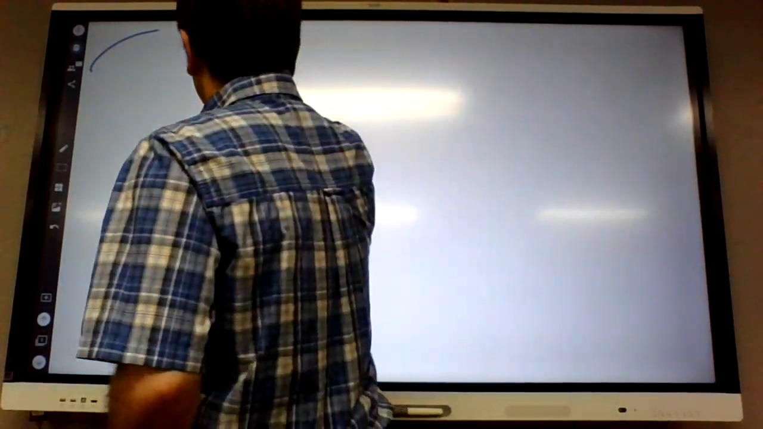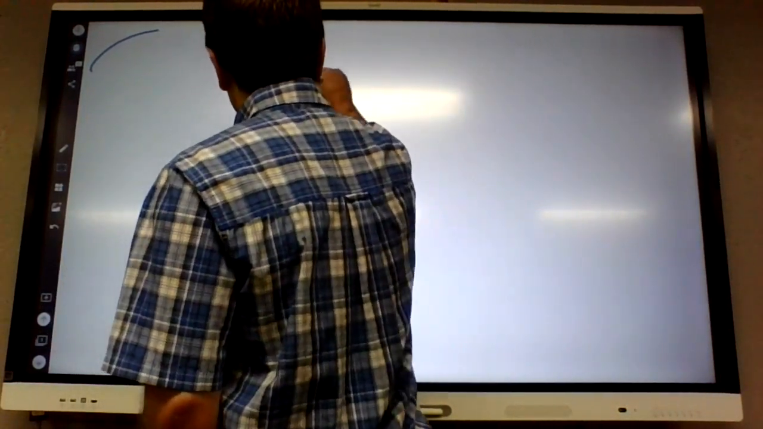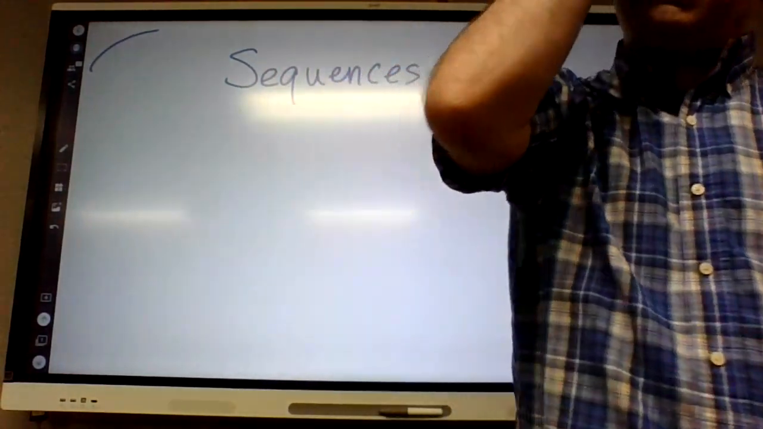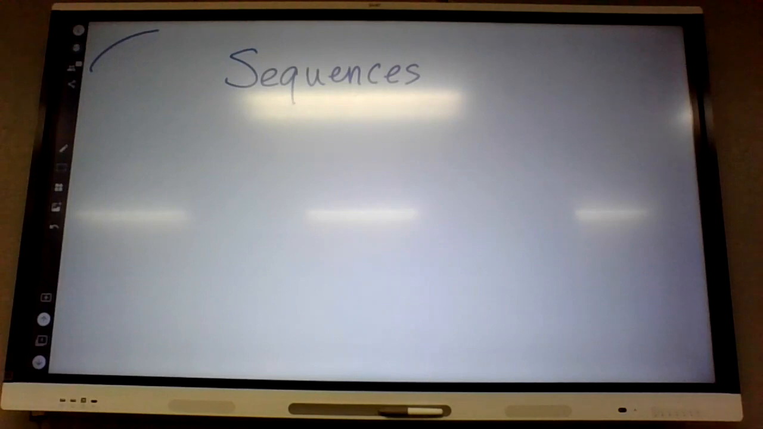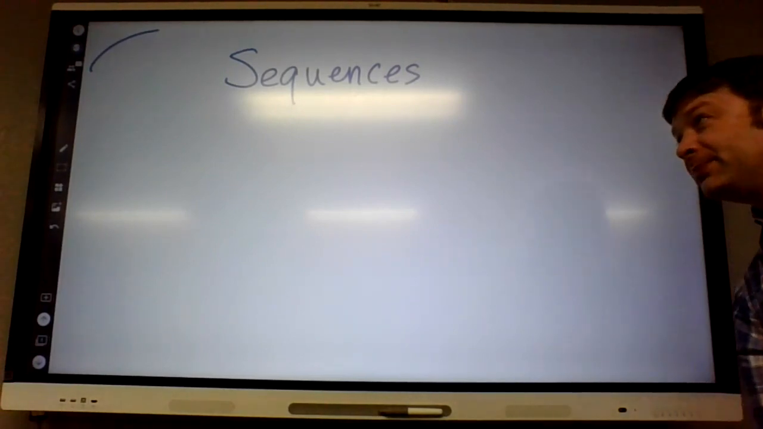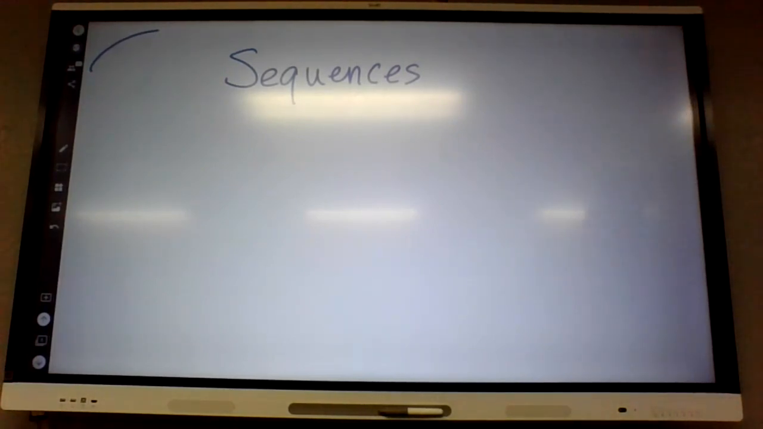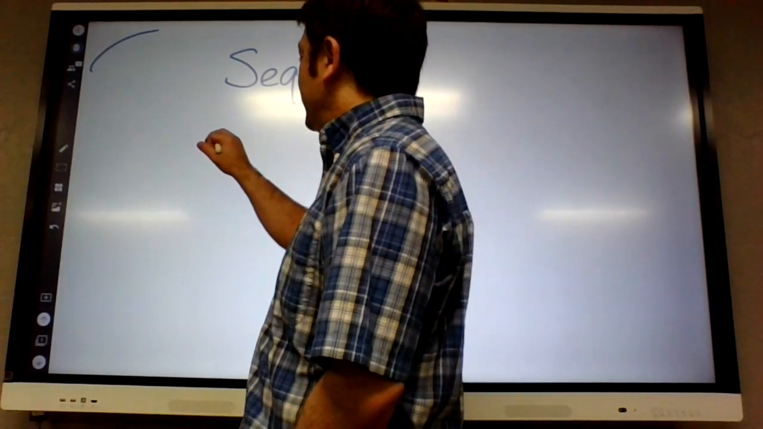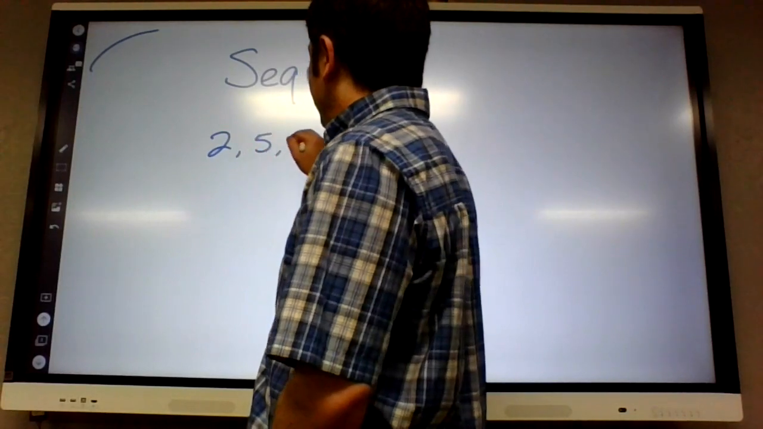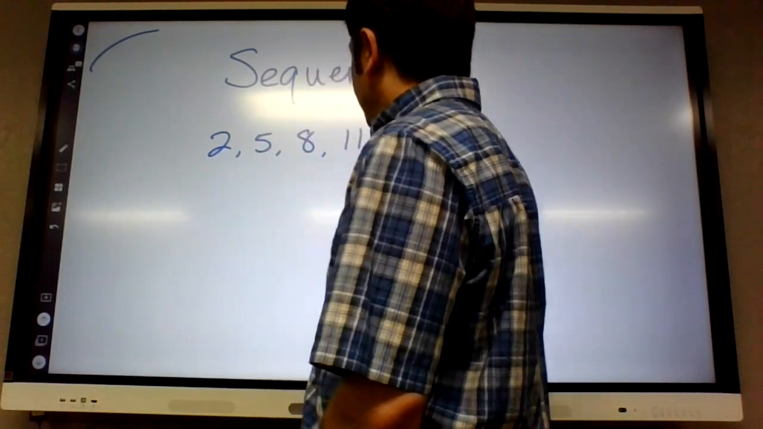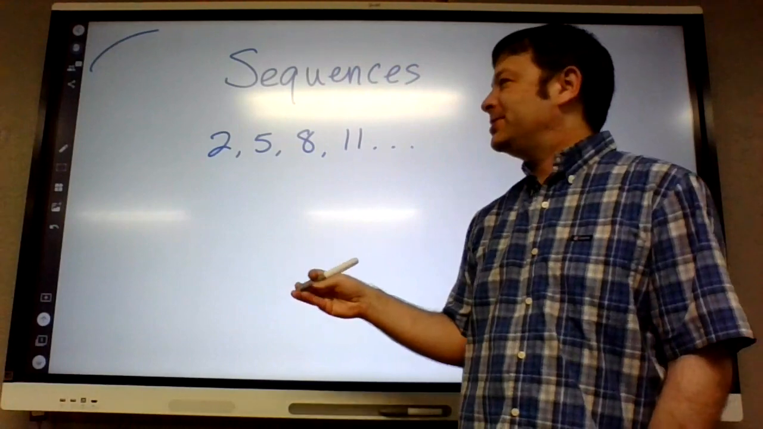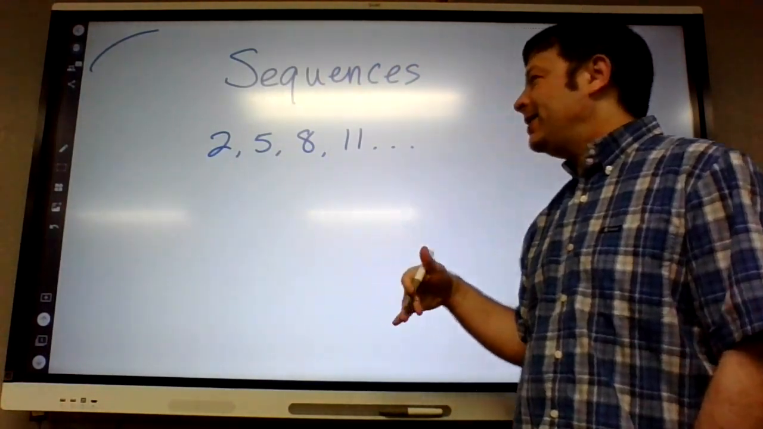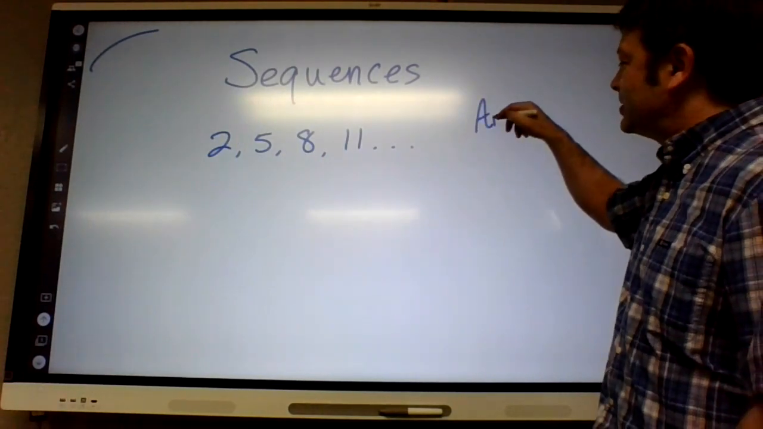476. We are talking about sequences. Sequences in math are just a set of numbers, and there's some kind of pattern between them. It could be like 2, 5, 8, 11. What's the pattern on this sequence? Plus 3. Okay, if it's an adding pattern, they call it an arithmetic sequence.